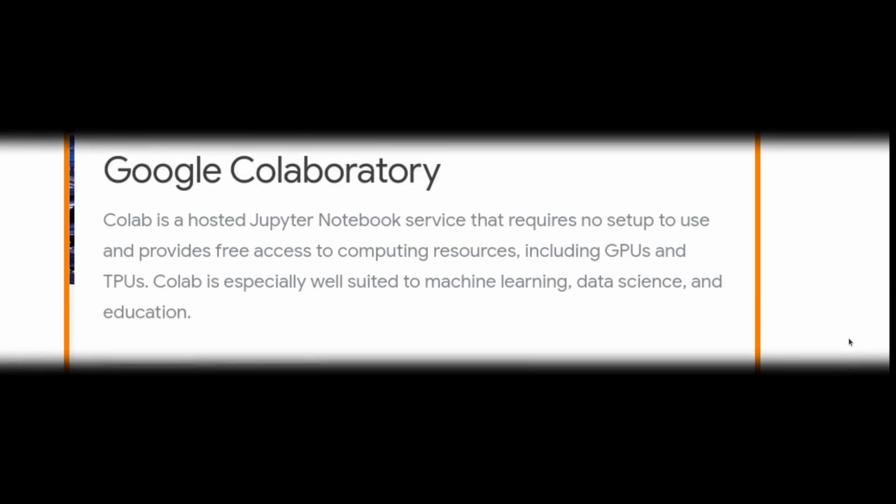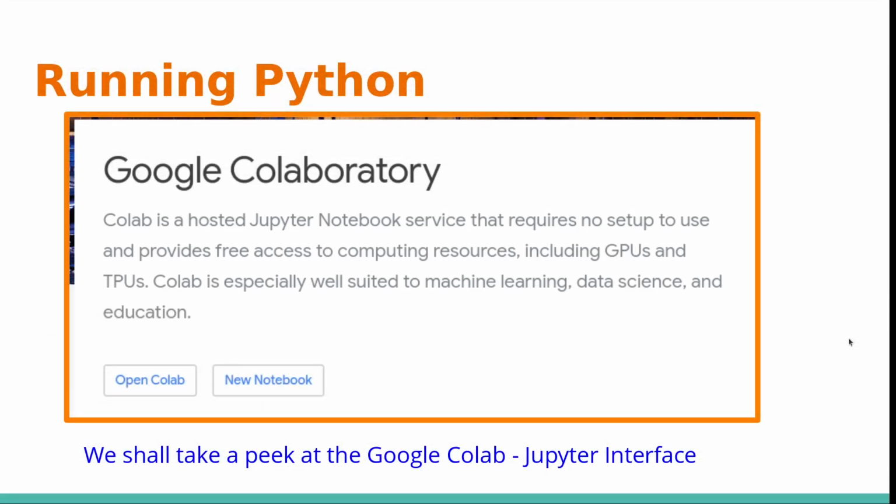So what is Google Collaboratory? Google Collaboratory is a service that requires no setup to use and provides free access to computing resources, including some advanced computing tools such as GPUs and TPUs. Google Colab is well suited for machine learning, data science, and education, and it is that last piece, education, that we are going to be making use of Google Colab for.